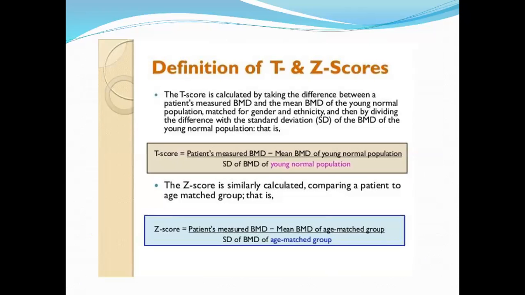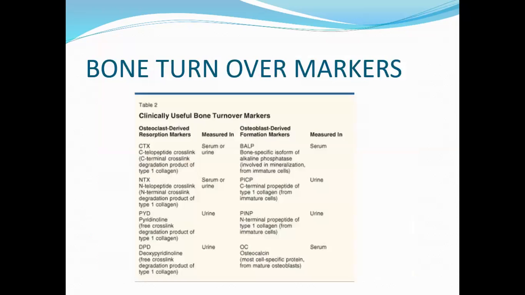The T score is calculated as the patient's measured BMD minus the mean BMD of the young normal population, divided by the standard deviation of the BMD. Then the Z score is similarly calculated. Just think over how the T score is calculated and how the Z score is calculated. For the Z score, it is the patient's measured BMD minus the mean BMD of the age-matched group, meaning only persons of the same group are taken, divided by the standard deviation of the BMD of that matched group.